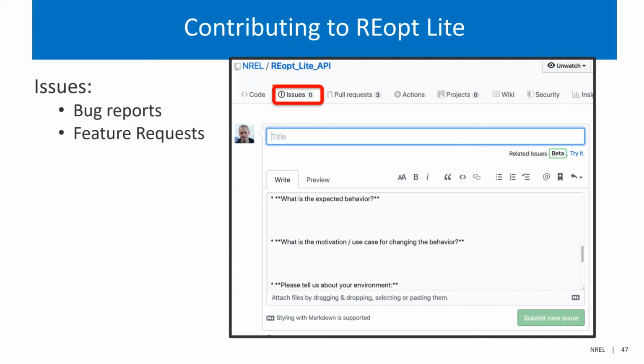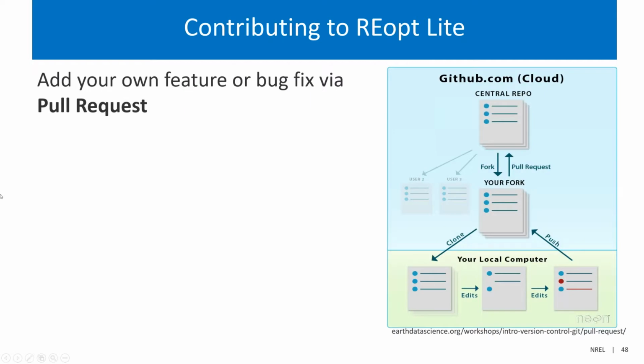And you also have the ability to create your own bug fix or your own feature for the REopt Lite API. On the right, I'm showing an example of that process. The central repo here would be the REopt Lite API repo, and you'd have to create your own fork, clone it, do your edits, push up, and then create your own pull request. You would essentially be making a request to our NREL scientists and engineers to say, hey, I've got this really cool thing I'd like to add, or I fixed something wrong with it.